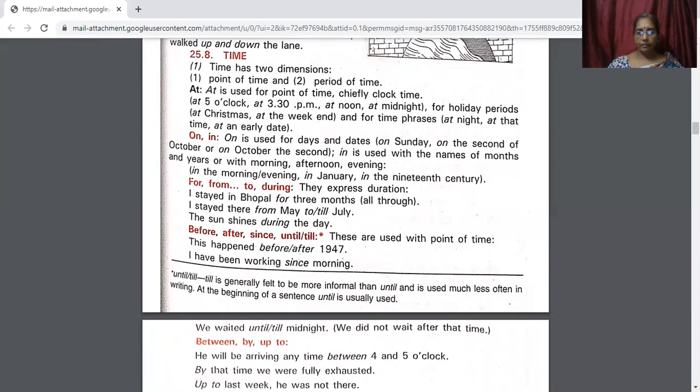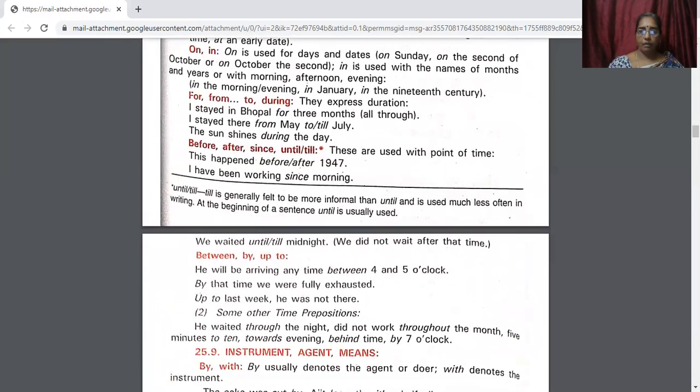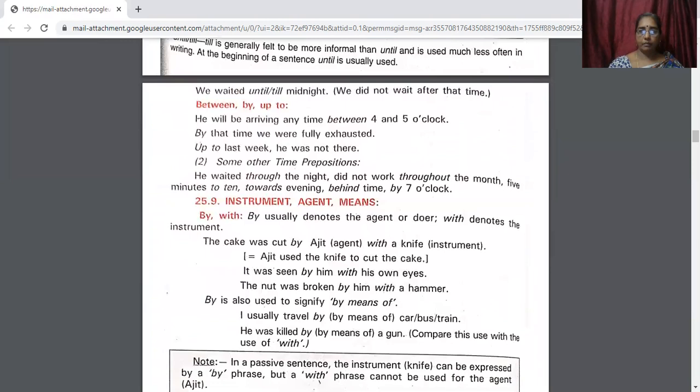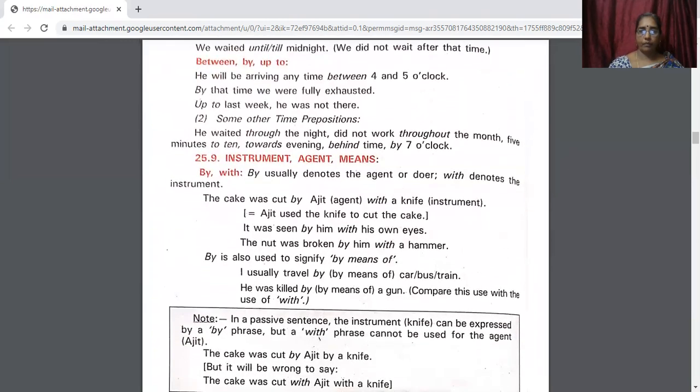Till is generally felt to be more informal than until and is used much less often in writing. At the beginning of a sentence, until is usually used. For example, we waited until midnight. We did not wait after that time. Until midnight, we waited.